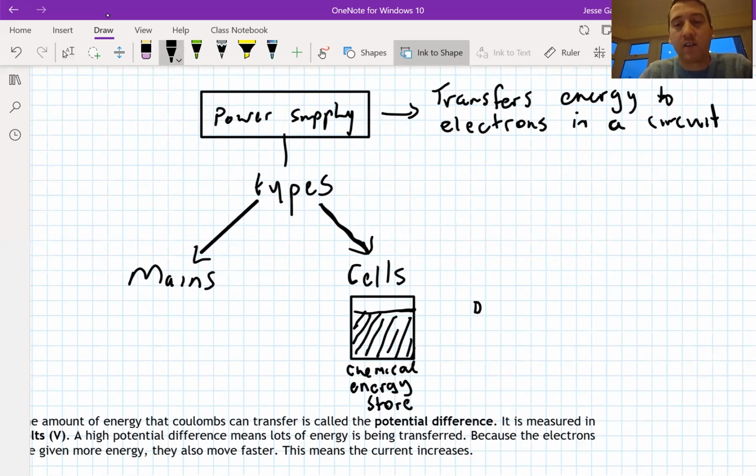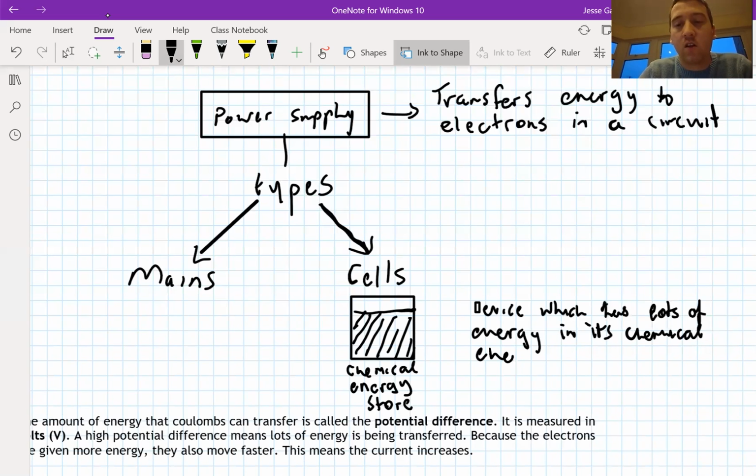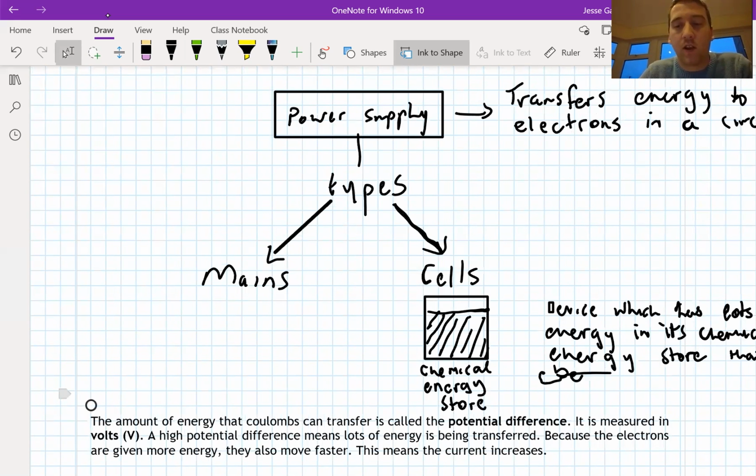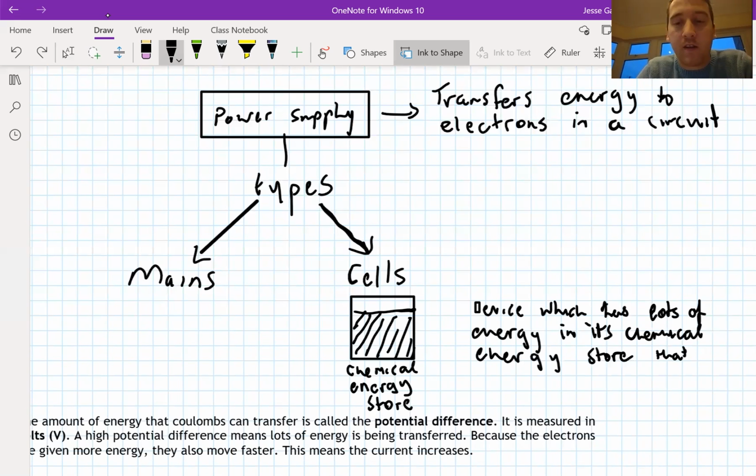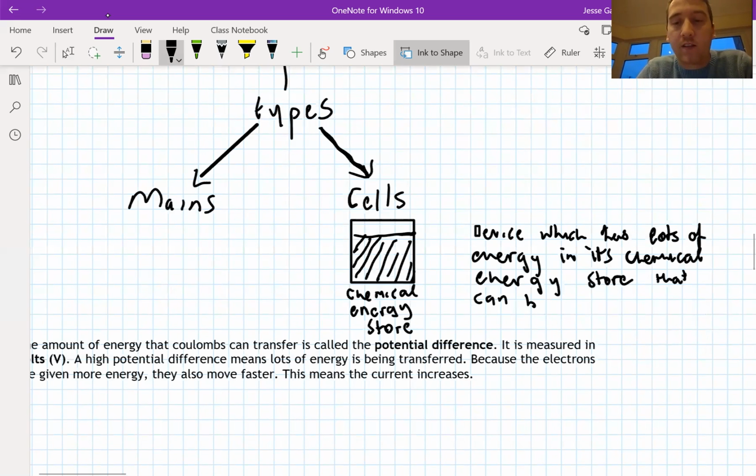A cell is a device which has lots of energy in its chemical energy store, and that energy can be released by chemical reactions.